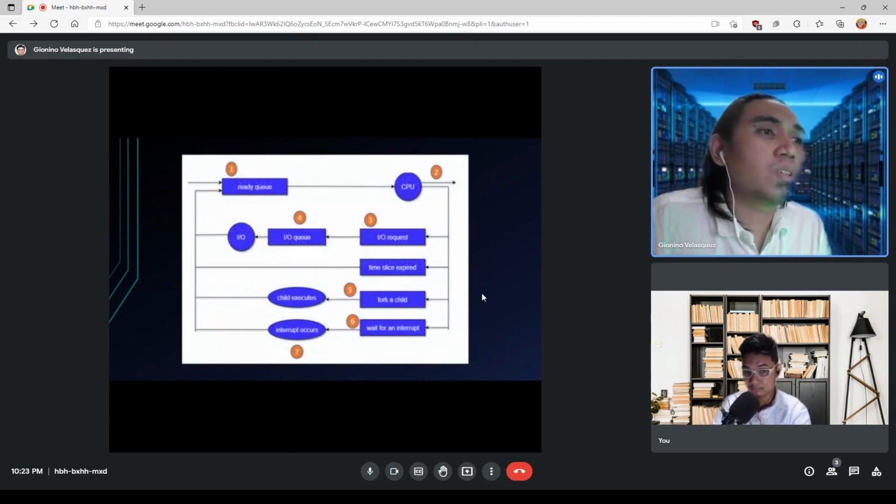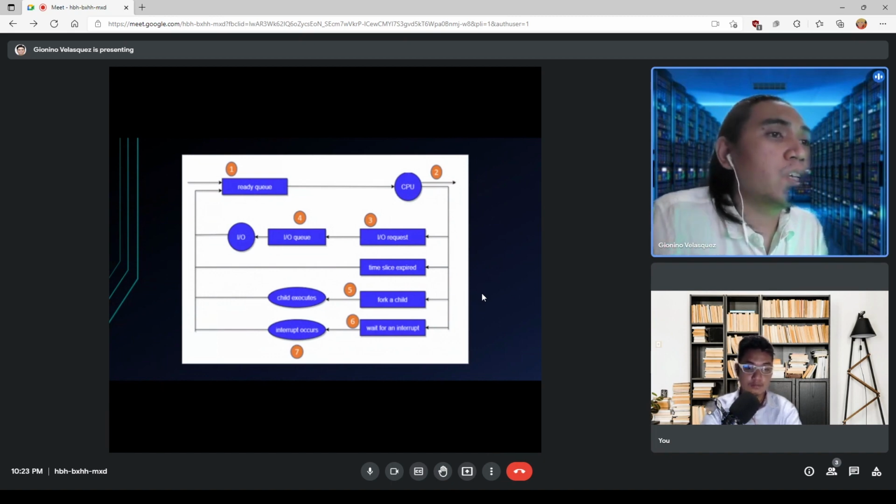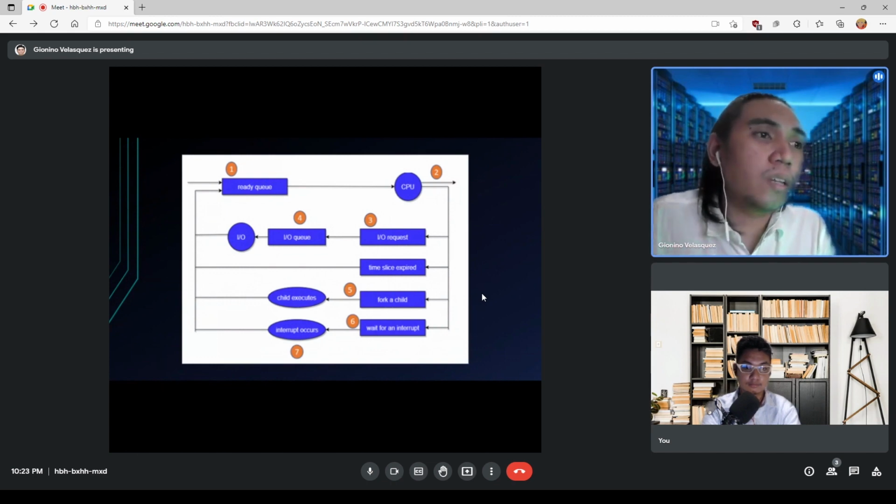Here is the diagram of how process scheduling works. The rectangle represents a queue, the circle denotes the resource, and the arrow indicates the flow of the process. At number 1, every new process is first put in the ready queue. It waits in the ready queue until it is finally selected for execution, or dispatched. At number 2, one of the processes is already allocated to the CPU and is executing.